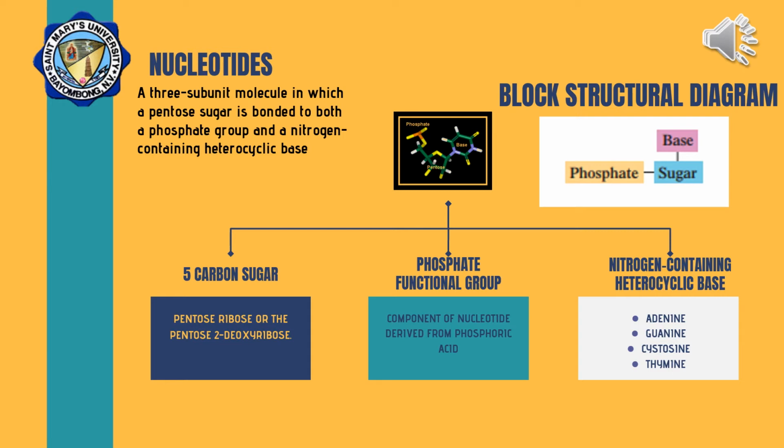The sugar unit of a nucleotide, the 5-carbon sugar, is either the pentose ribose or the pentose 2'-deoxyribose. The phosphate functional group is the component of the nucleotide which is derived from phosphoric acid. And lastly, the nitrogen-containing heterocyclic bases are composed of adenine, guanine, cytosine, and thymine.